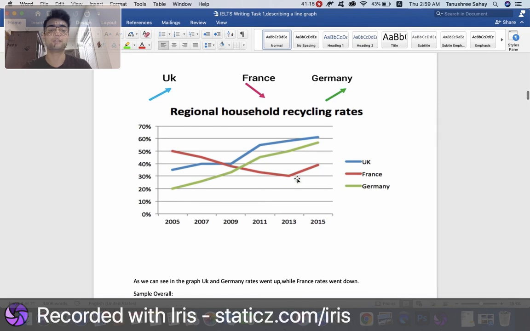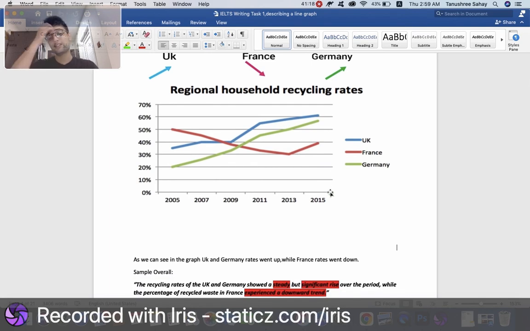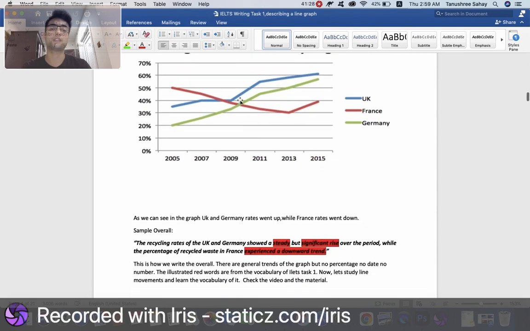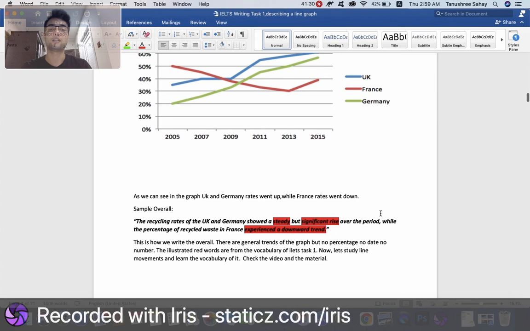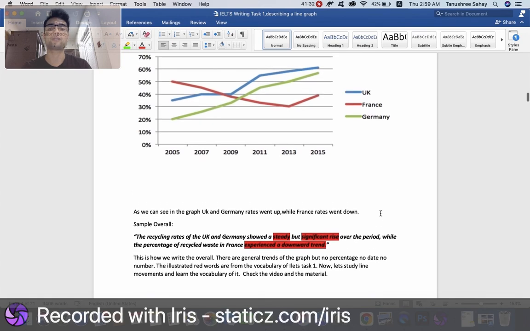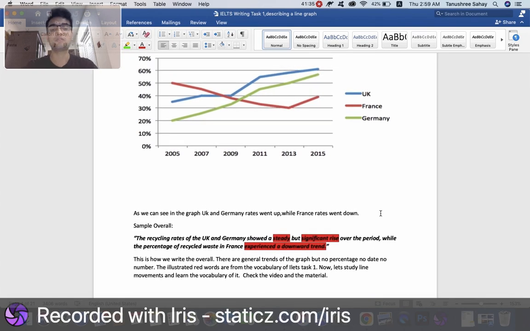So actually, it's really easy to describe the movements of the lines in the graph. All you have to do is learn the vocabulary and take a close and attentive look at your graph to find all the details. You shouldn't miss any detail and any movement. If you miss any movement, that's actually bad for your overall score. They may give you a lower score if you miss big trends in your line movement.